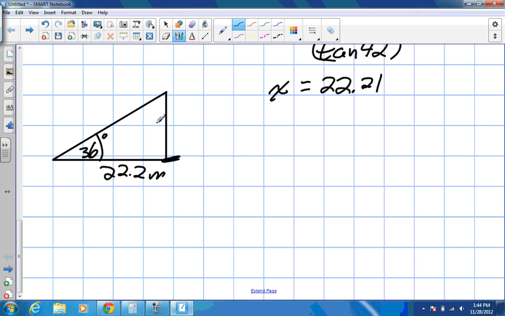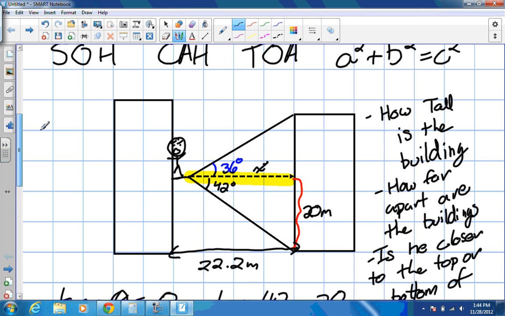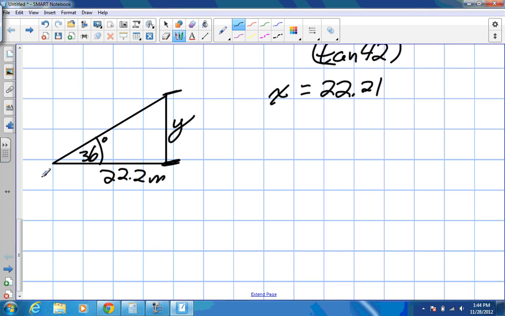How much higher up is the top of the other building? In other words, we're looking for this, and we're going to call it y. So that would be the y part of this. Okay? So again, we're using angle 36. Remember, we're never using the 90-degree angle to use the primary trig ratios. We always have to use one of the other two angles. In this one, side 22.2 is considered what in reference to that angle? Adjacent, good. And y would be opposite, so what ratio are we using again? We're using tan again.